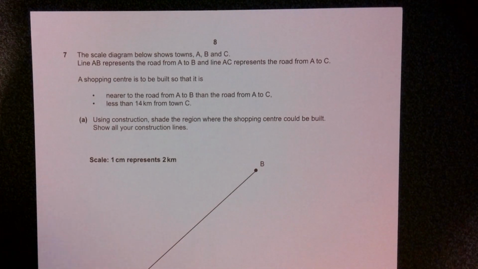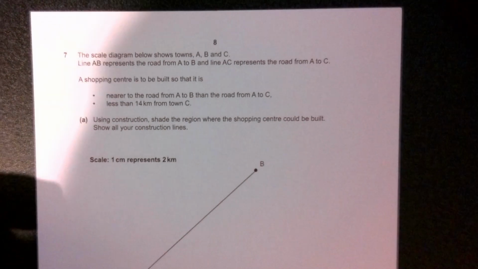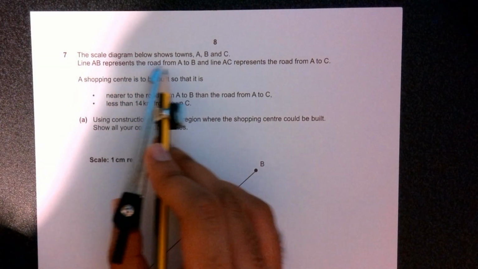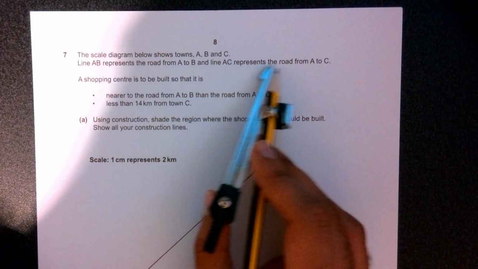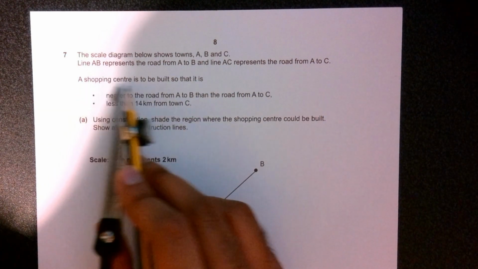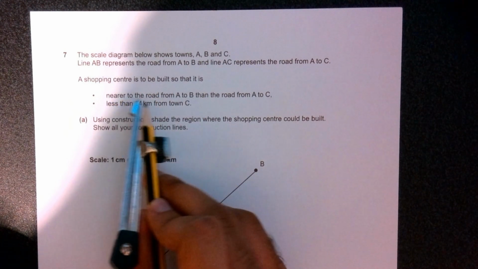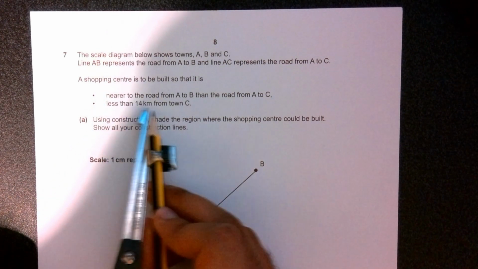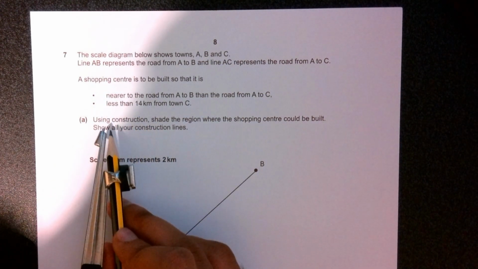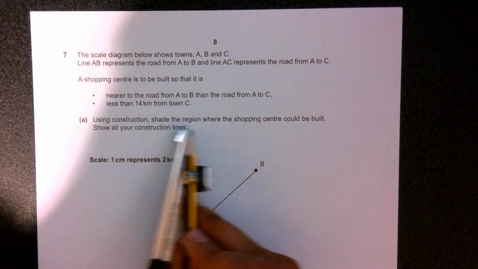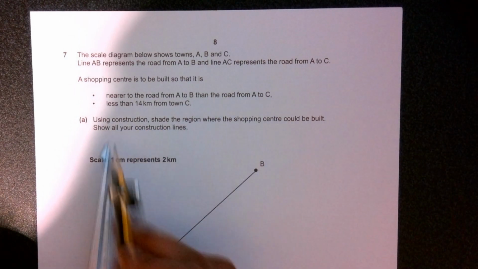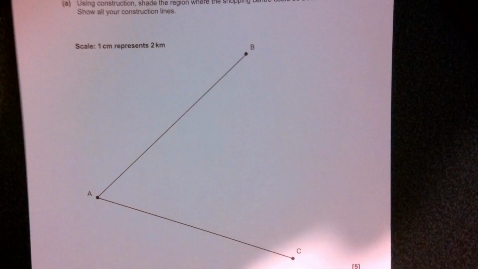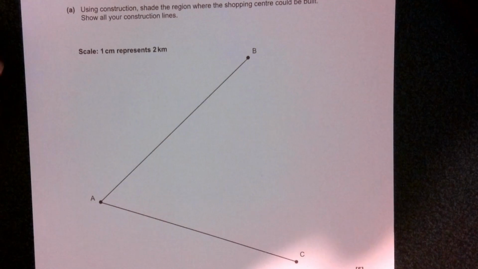Question number 7. The scale diagram below shows towns A, B and C. Line AB represents the road from A to B, and the line AC represents the road from A to C. A shopping centre is to be built so that it is nearer to the road from A to B than the road from A to C, less than 14 kilometers from town C. Part A. Using construction, shade the region where the shopping centre could be built. Show all your construction lines. And we've got this diagram, and we've also got a scale of 1 centimetre represents 2 kilometers.